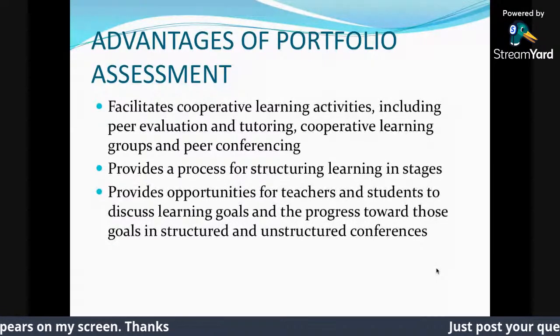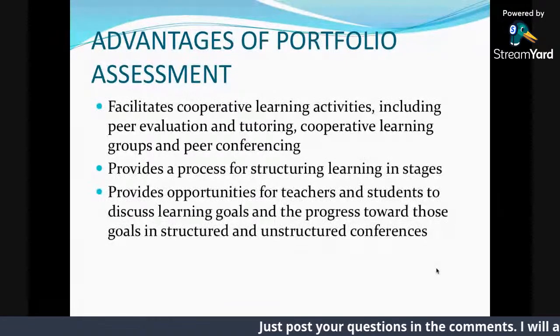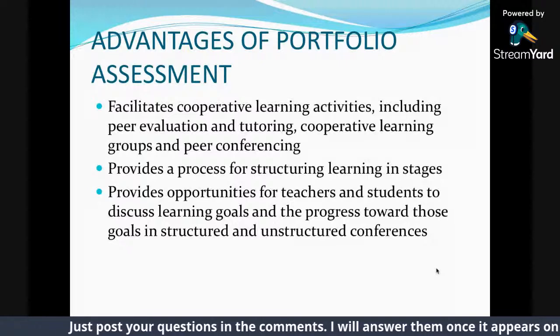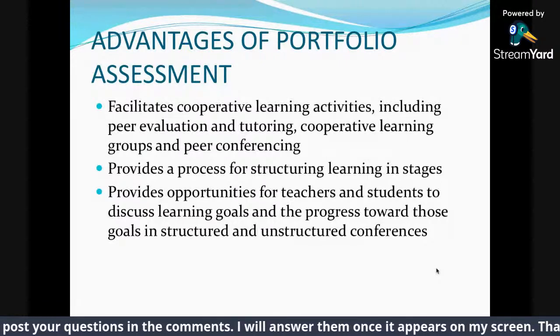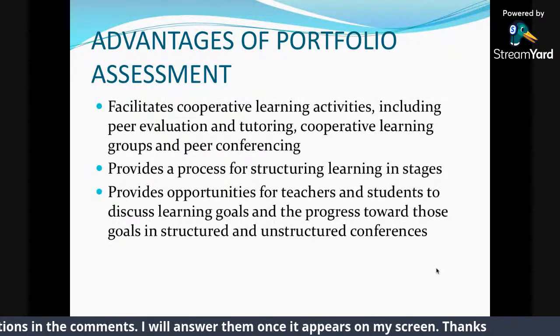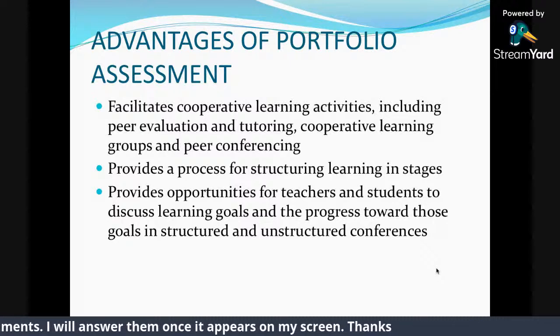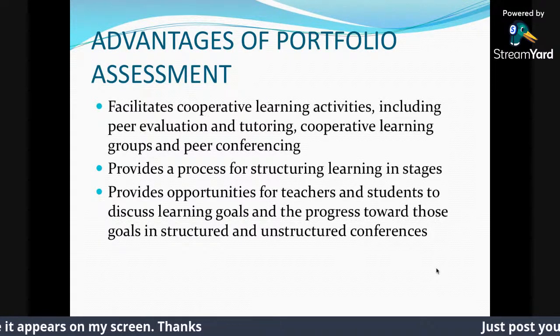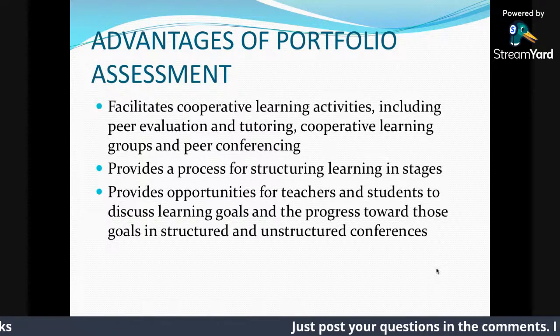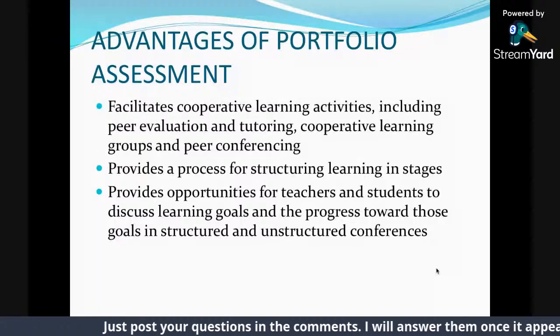Provides opportunities for teachers and students to discuss learning goals and the progress toward those goals in structured and unstructured conferences. So like what I said, collaborative work between the teacher and the student. So pwede nyong i-chat yung teacher ninyo, pwede nyo siyang puntahan, magtanong tungkol doon sa inyong portfolio. Okay? So yun, pwede anytime.